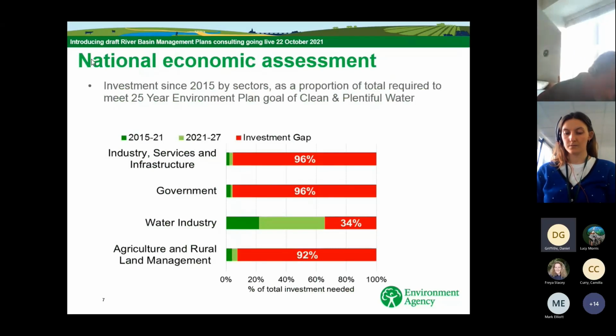Further, more challenging is around the economics associated with the River Basin Management Plan. This slide is an output from the forthcoming National Economic Assessment, which is due to be released, I think, early next year. What it shows is the total investment that's required to reach that target through the 25-year environment plan goal, and where we currently are in terms of investment by sector. There is variable performance across those 4 key sectors, but we're falling short across the board of what's required to achieve that target.